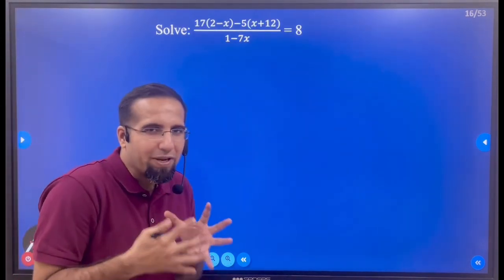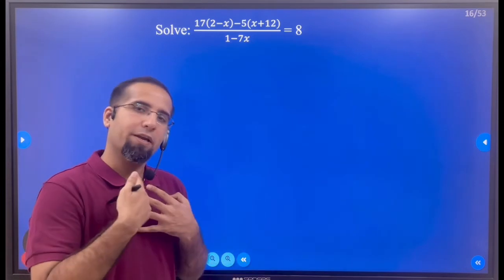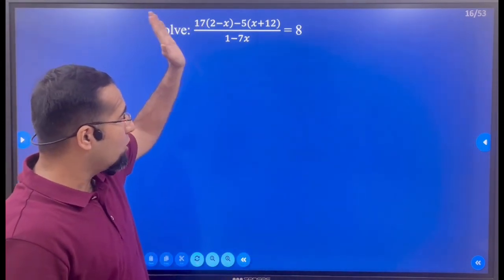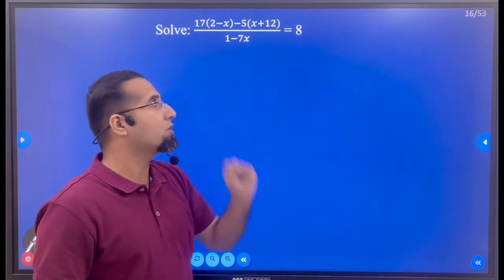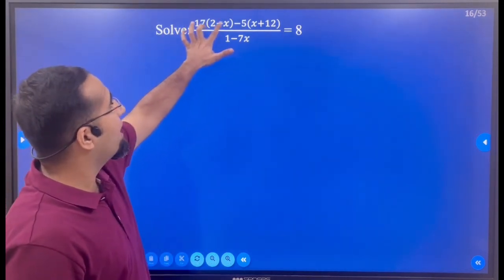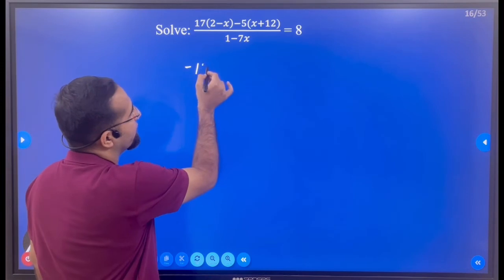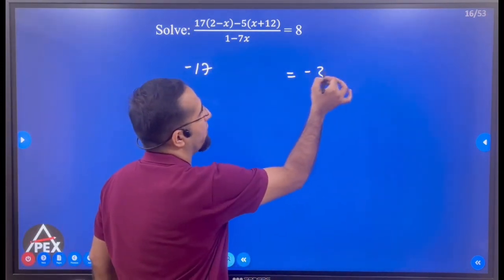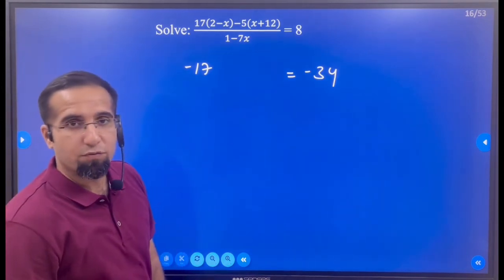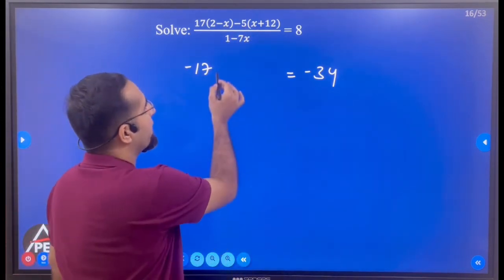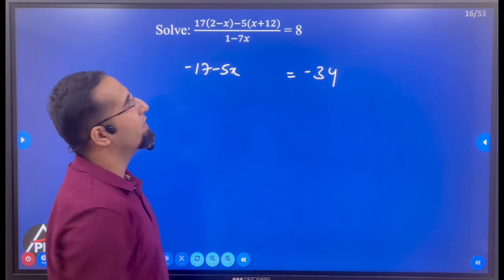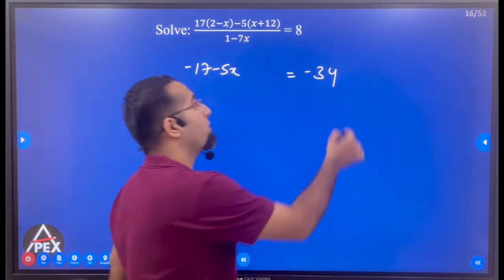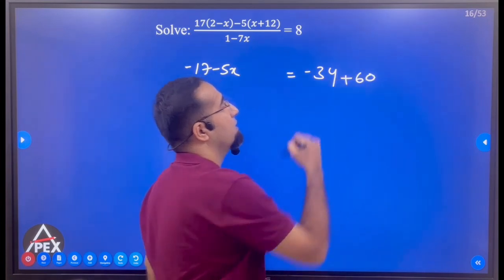Now slightly complicated. When you feel things are slightly complicated, you can write the values down yourselves. So let's quickly look at all the x's on the left and all the constants on the right. So here I'll have 17 into minus x will give me a minus 17x. 17 2s are 34, goes on to my right, becomes a minus 34. Minus 5 into x is a minus 5x on the left hand side. Minus 5 into 12 is minus 60, goes on to my right, becomes a plus 60.